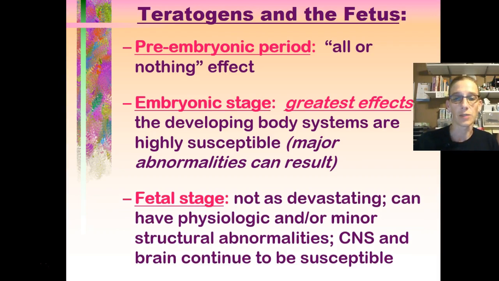And then the fetal stage, where teratogens don't have as devastating an effect, but they can have physiologic and or minor structural abnormalities. The central nervous system and brain continue to be highly susceptible. And hopefully you recall from class today, the fetal stage was 9 weeks to delivery.